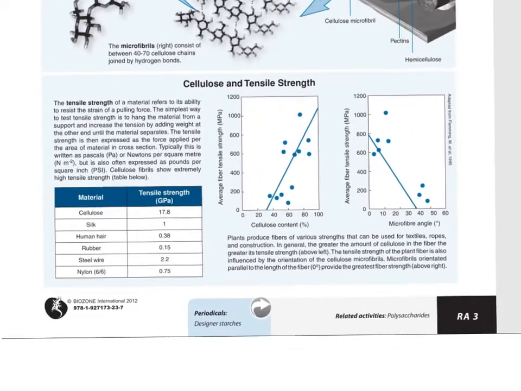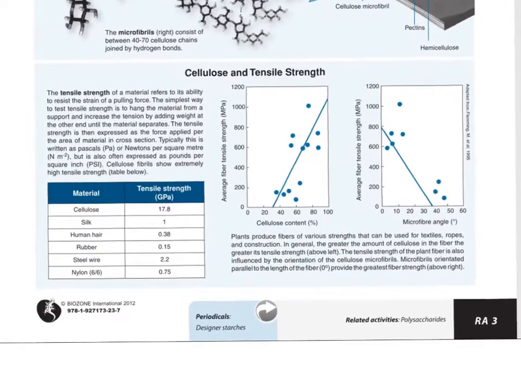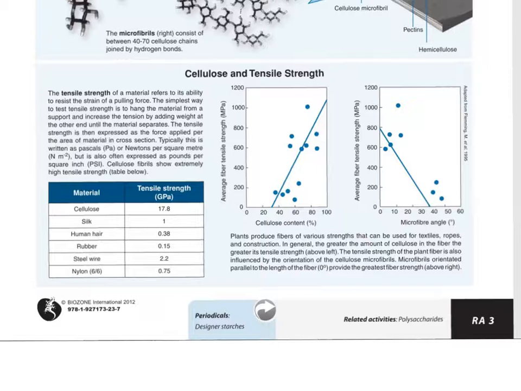So here you can look at what's called tensile strength. Am I going to quiz you next week on what tensile strength is? No. But tensile strength is just strength. The strength of the molecule to hold something up or to be pulled apart. It's the ability to resist pulling strain. Which one has more tensile strength, a rope or a steel cable? Steel cable. It's pretty straightforward.